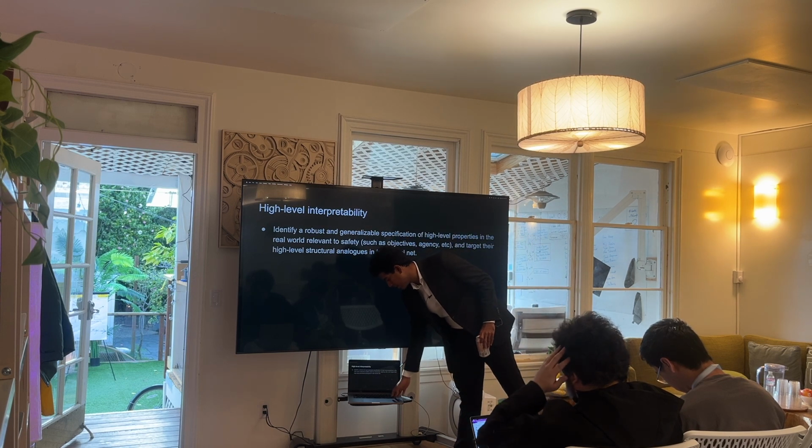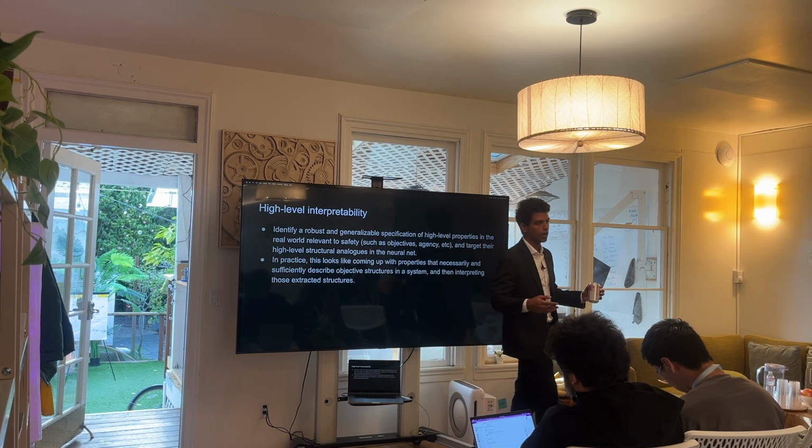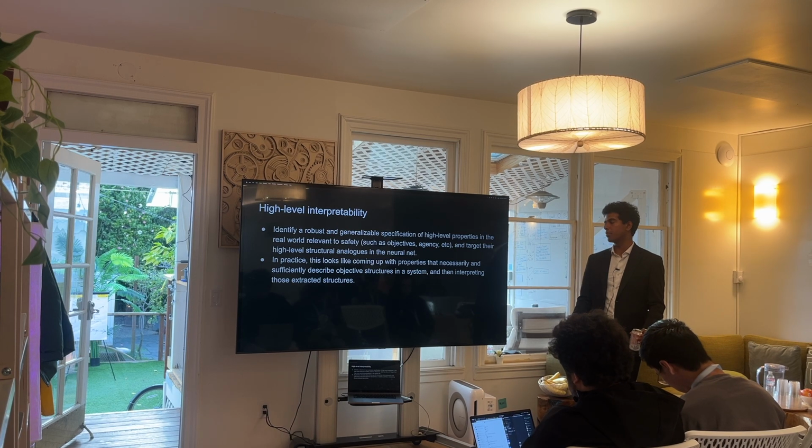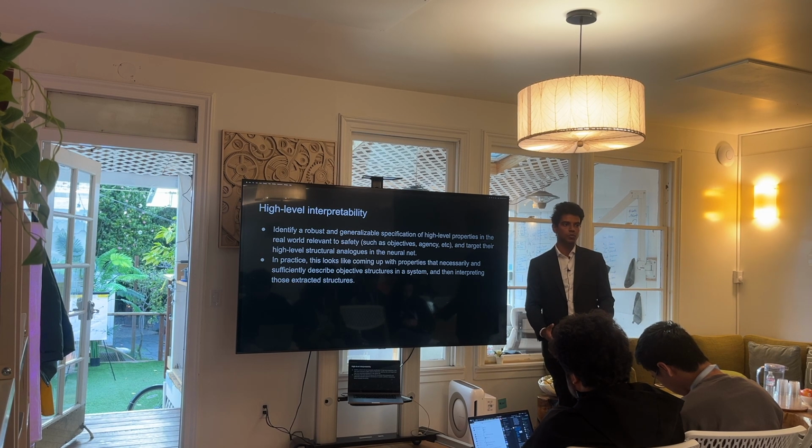In practice, it basically looks like coming up with more and more properties that flesh out your operationalization of what you mean by objective structures. Ideally, you'd come up with something that necessarily and sufficiently describes objective structures, and then interpret the structures within the system that have those properties.